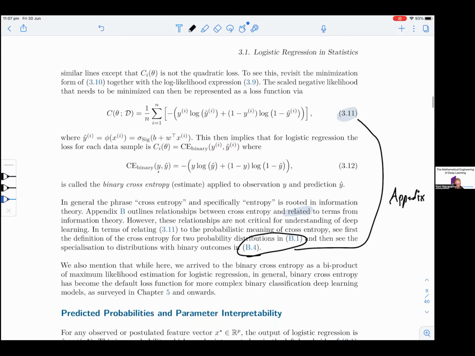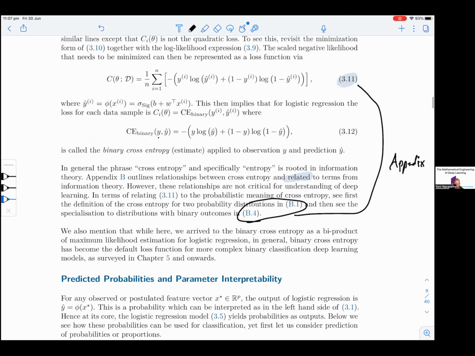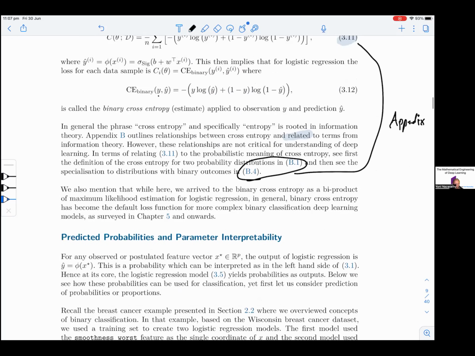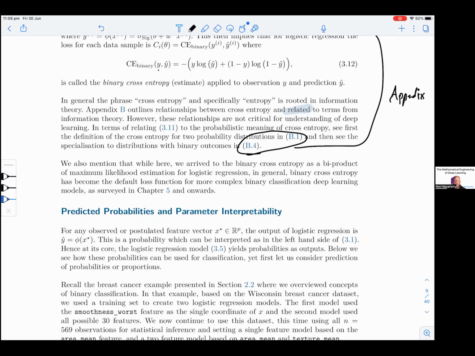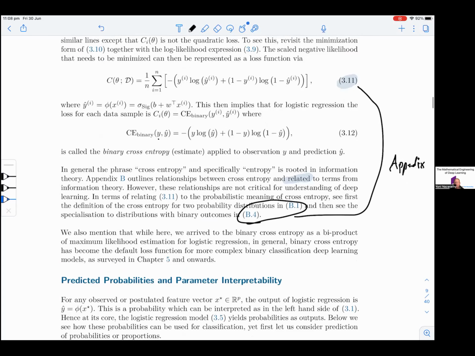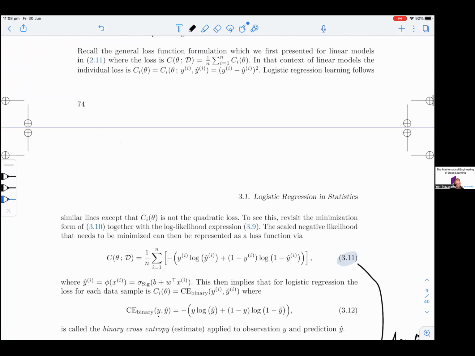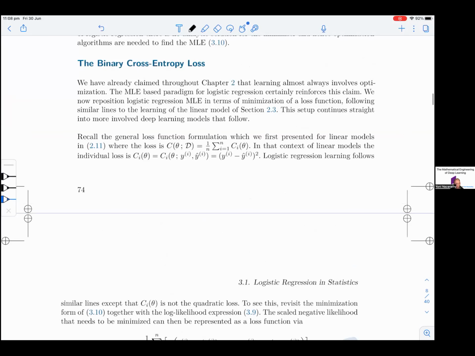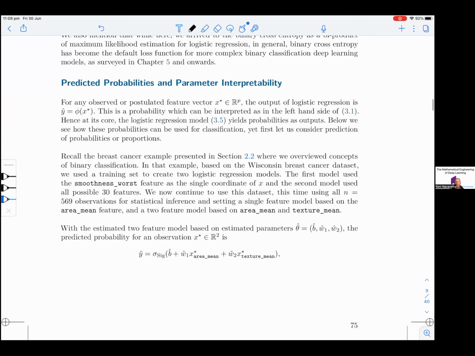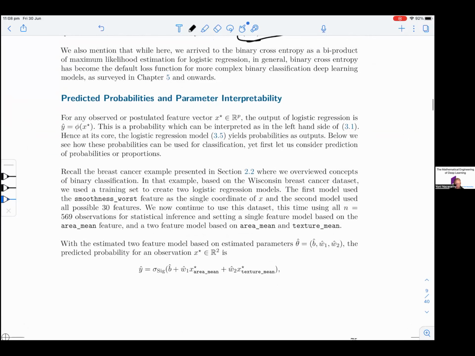We also mentioned that while we arrive at the binary cross entropy as a byproduct of maximum likelihood estimation for logistic regression, in general, binary cross entropy has become the default loss function for more complex binary classification deep learning models, as surveyed in chapter 5 onwards. So in logistic regression, if you accept maximum likelihood, you get binary cross entropy immediately by default. But for other deep learning models that don't have a maximum likelihood interpretation, if it's binary classification, one still often uses binary cross entropy.